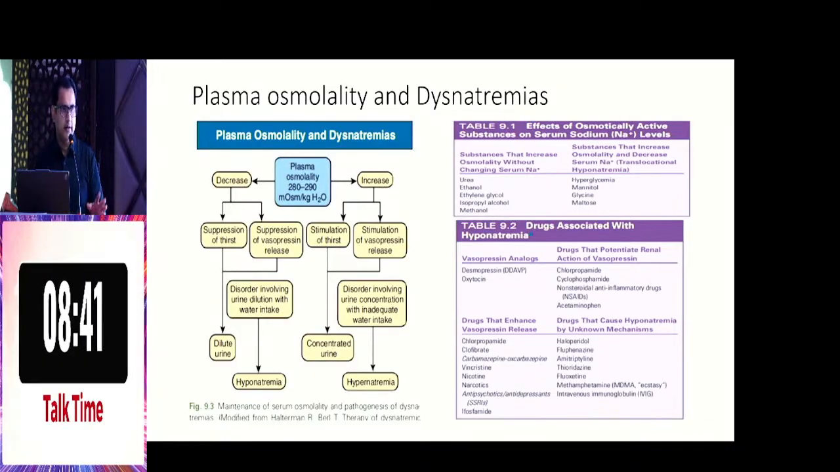There are certain other drugs, especially the antihypertensive drugs like ACE inhibitors or ARBs, and the thiazide diuretics like metolazone, chlorthalidone, hydrochlorothiazide. These also cause hyponatremia.